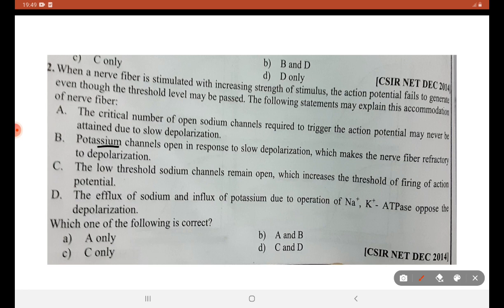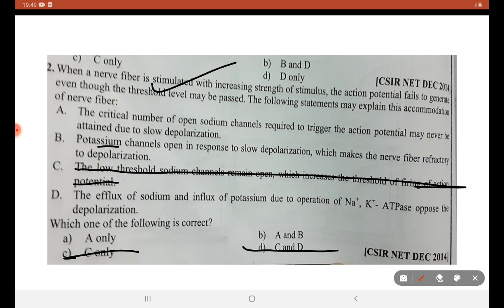Okay. Next option: low threshold sodium channels remain open, which increases the threshold for firing. So we are not speaking about the firing of an action potential. The action potential is already not fired. So C can't be the right answer.